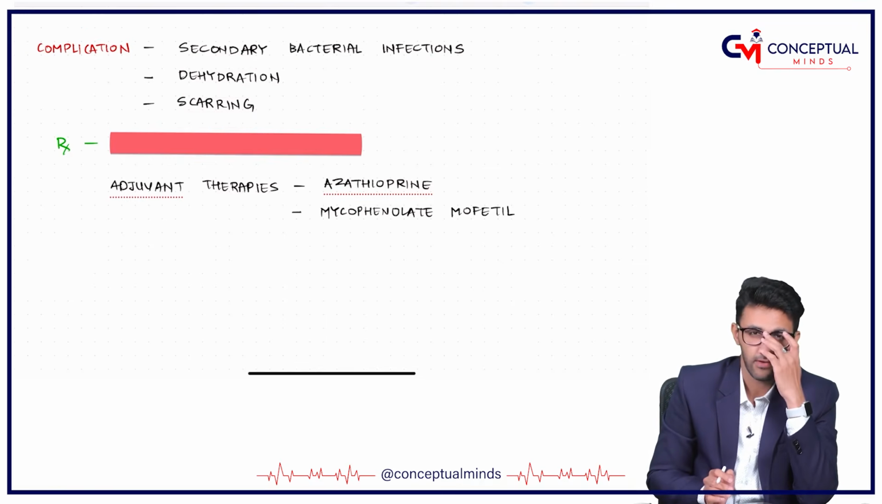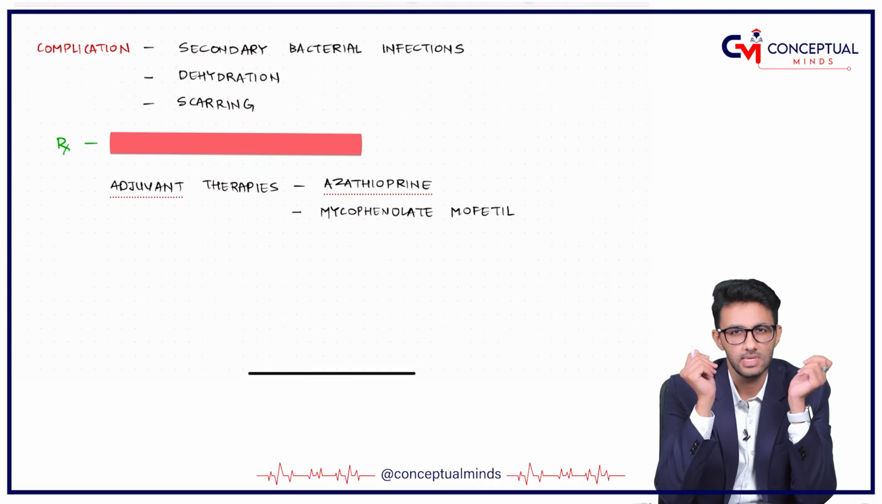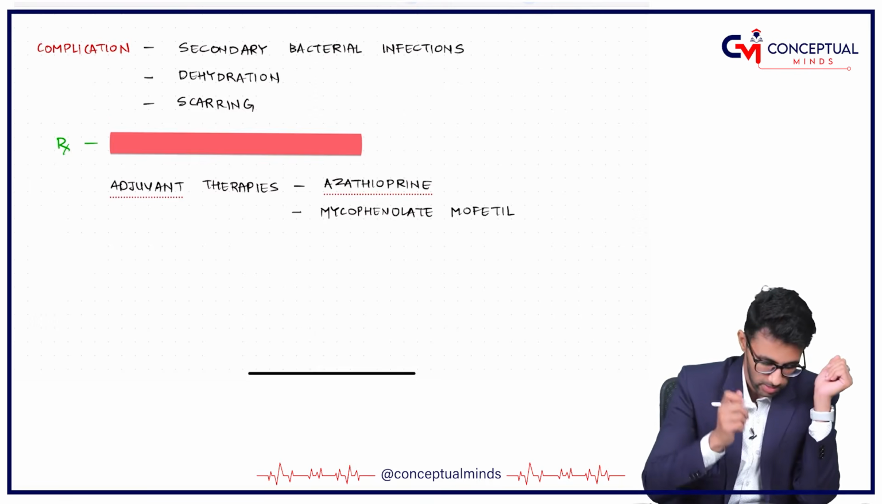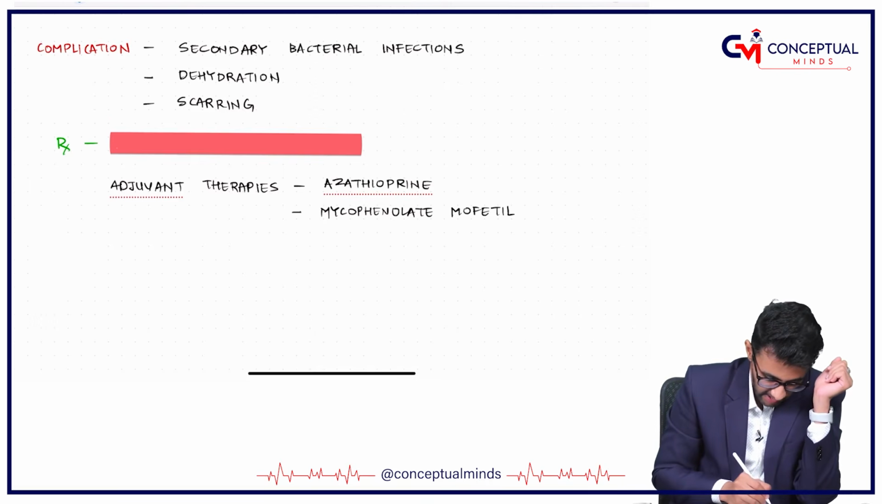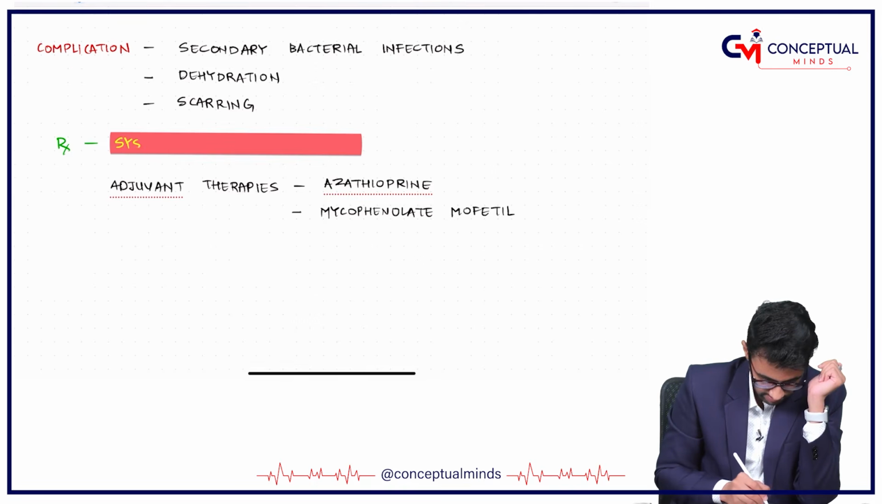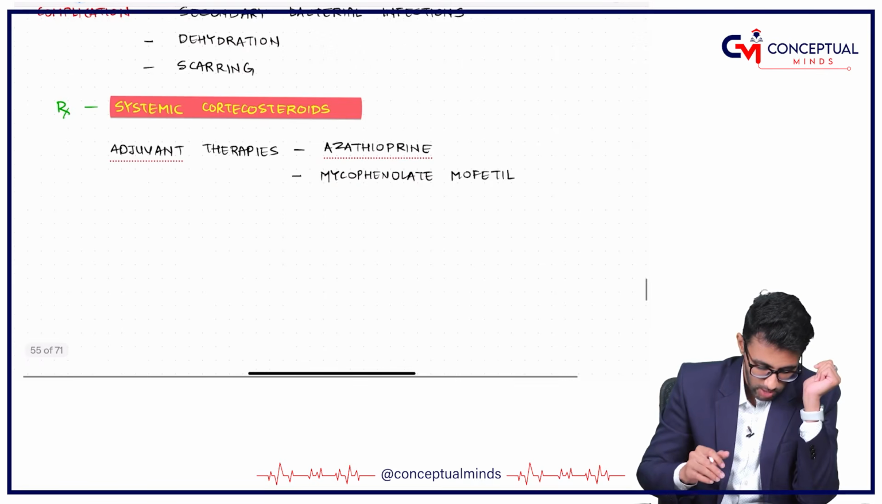Treatment we have to give, because this is an autoimmune disease, right? The only option we have is to reduce the immunity of the patient. So we have to give systemic corticosteroids. Okay, all right, so that is all about that.